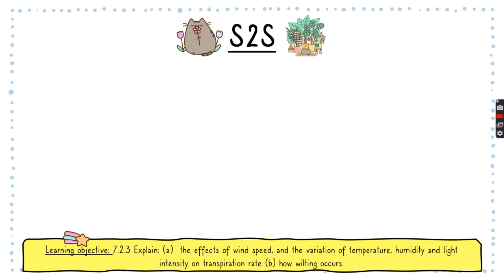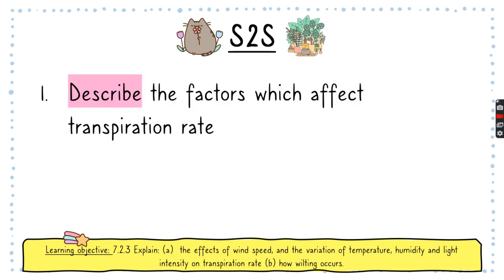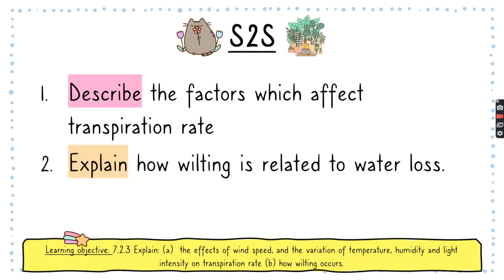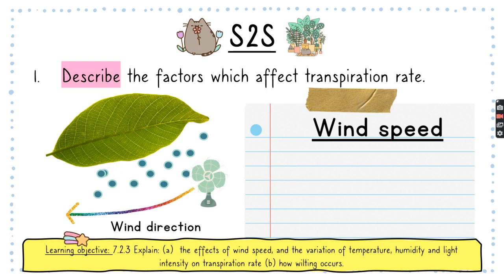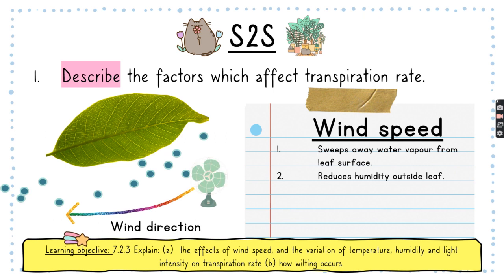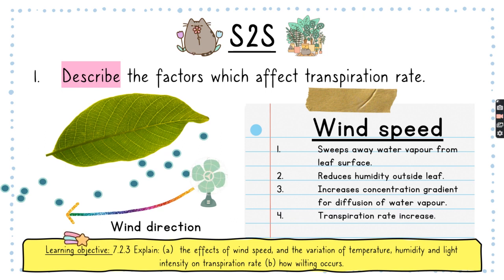Okay, so let's go back to our S2S, where we had to describe the factors which affect transpiration rate and explain how wilting is related to water loss. Firstly, wind speed. The wind speed sweeps away water vapor from the leaf surfaces. This reduces overall humidity outside of the leaf, increases concentration gradient for diffusion of water vapor, and therefore transpiration rate will increase.